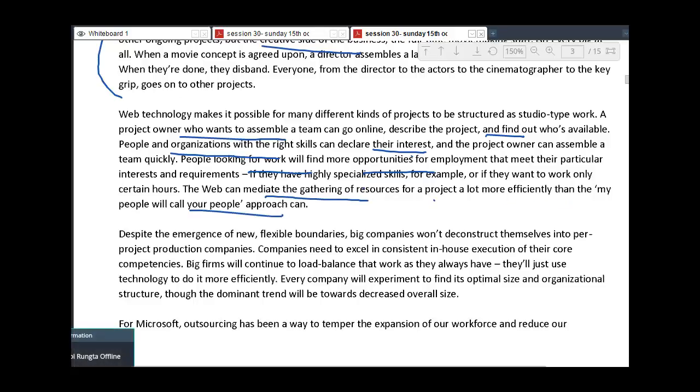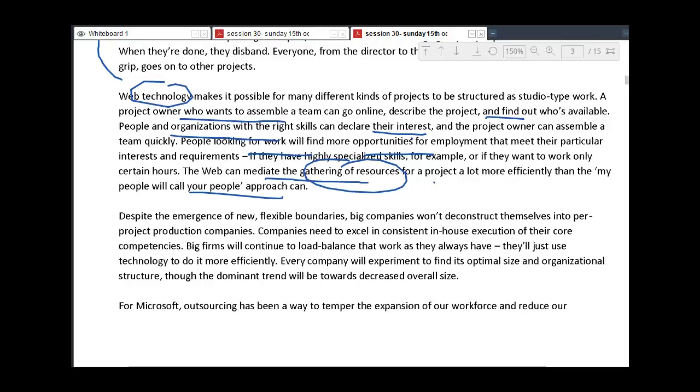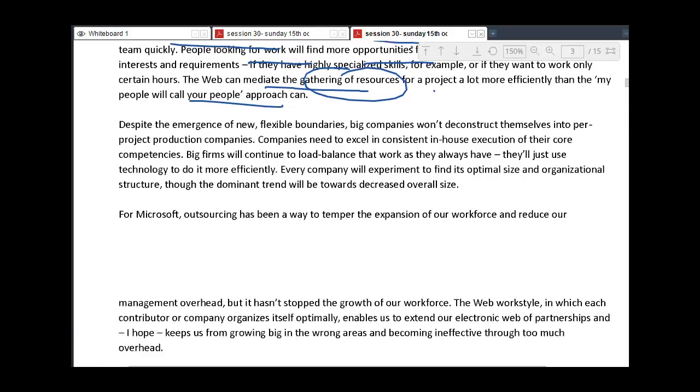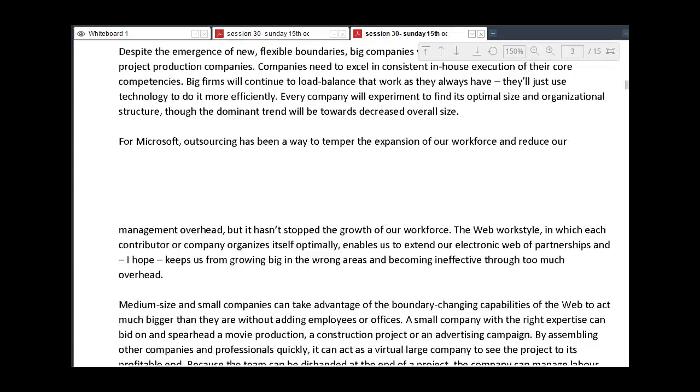So basically, efficient gathering of resources can happen through web technology, right? Let's go to the next paragraph. Despite the emergence of new flexible boundaries, big companies won't deconstruct themselves into per project production companies. Companies need to excel in consistent in-house. So lots of description. For Microsoft, outsourcing has been a way to temper the expansion of our workforce and reduce our management overhead. But it hasn't stopped the growth of our workforce.